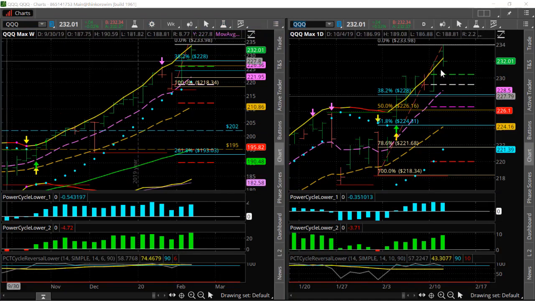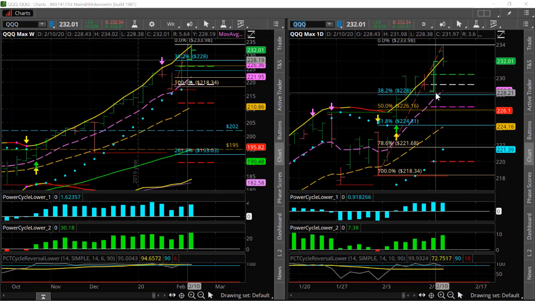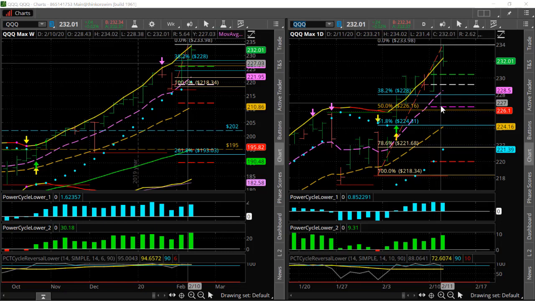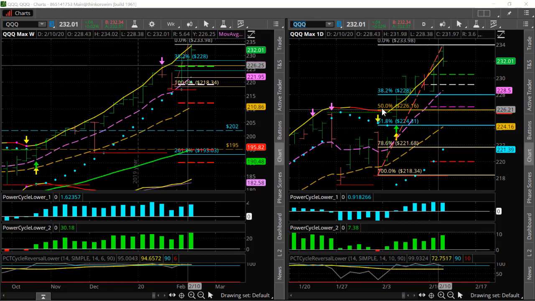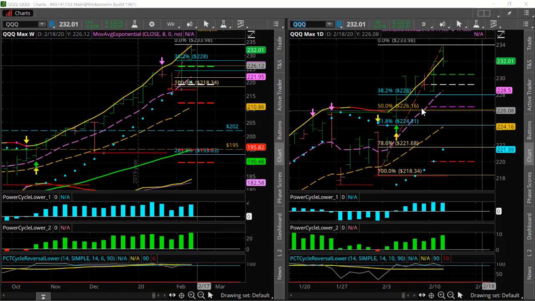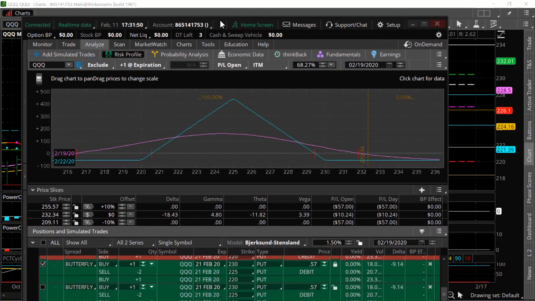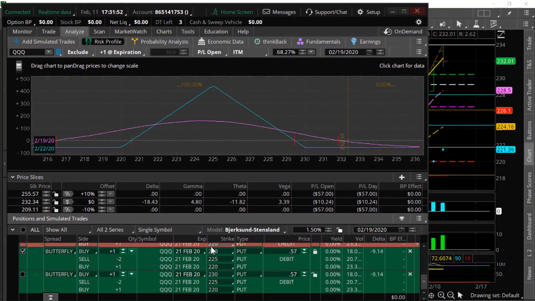With QQQ, we would target down to this 382 retracement area at 228 and then down to 225, where there is a lot of option activity on the monthly as well. With this, we could do a really wide wing butterfly for $57 to $60 right here. And this has the potential to make a huge amount of profit.